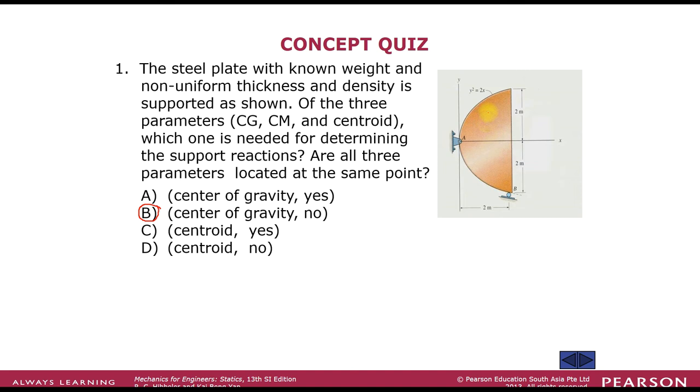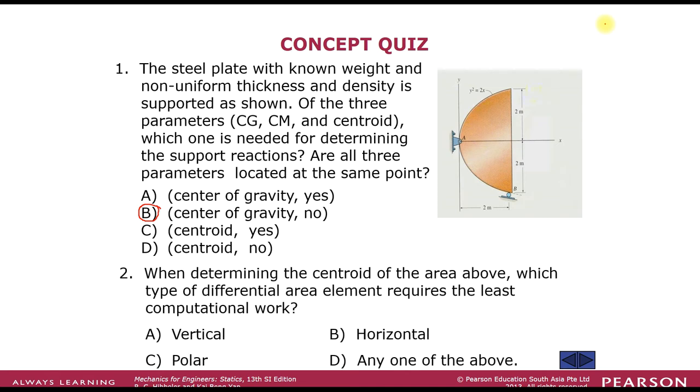So when we determine the centroid of the area above, which type of differential element requires the least computational work? Is it horizontal or vertical? Is it with respect to one of the axes or just any one? The answer would be the vertical element here, because it's already expressed as y squared equals 2x, so we can just substitute, combining y with the x equation.